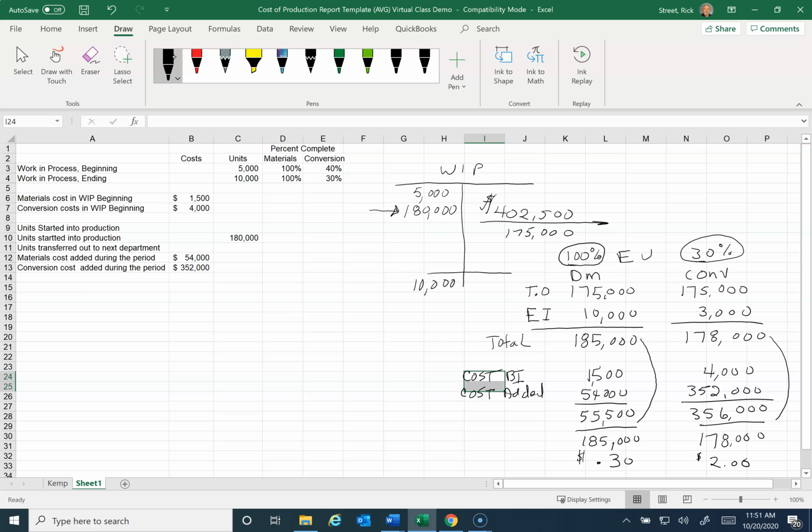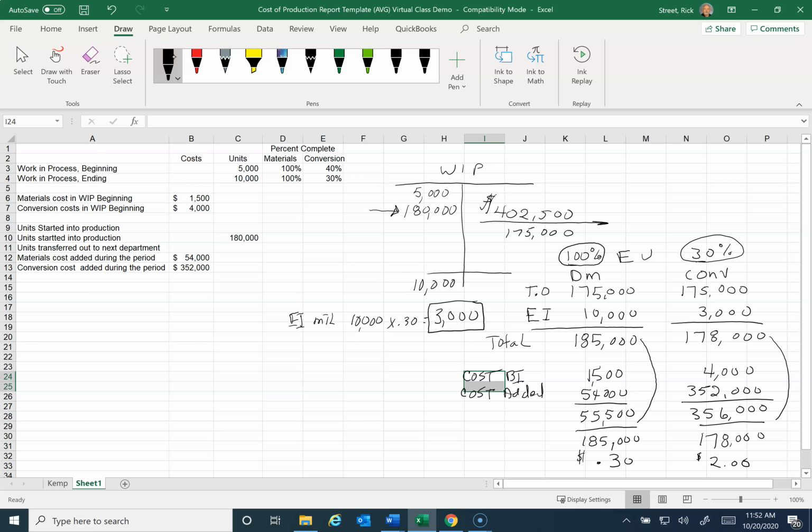Now we want to work on the ending inventory. The ending inventory is 10,000 units. So we're going to go ending inventory materials. We've got ending inventory of 10,000 units times 30 cents, or $3,000. Okay, that's a portion of the cost associated with those 10,000 units.